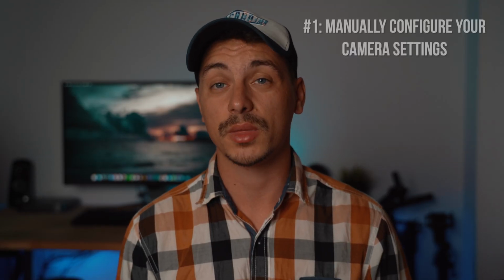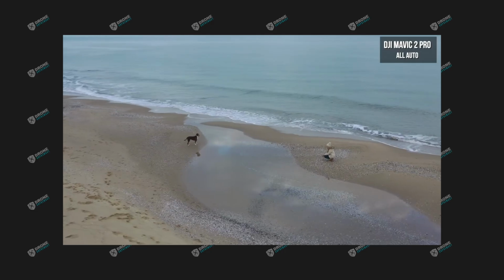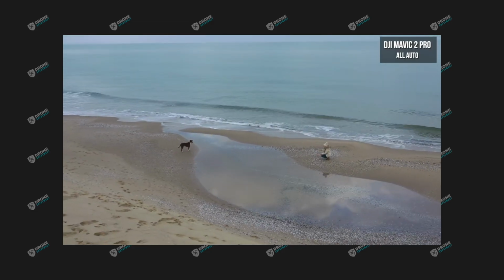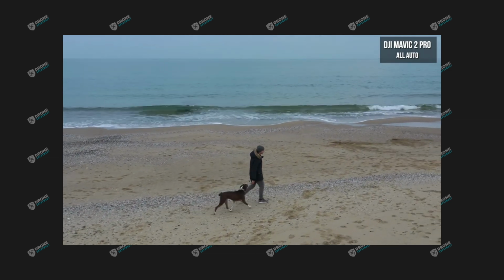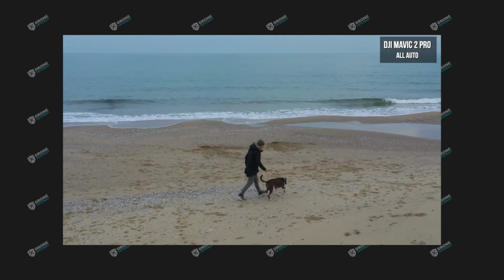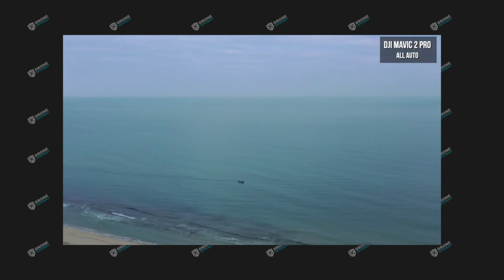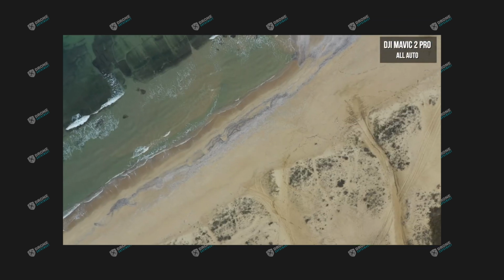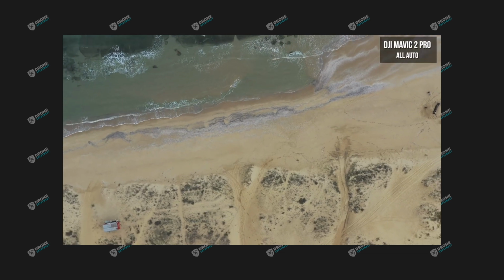Tip number 1 is something that I believe everyone should do, and that is to fly in manual mode. Flying in manual mode basically means that you're not allowing the drone to decide for itself what settings to use for your ISO, your shutter speed, your aperture, your white balance, and I believe these settings could make or break your footage.